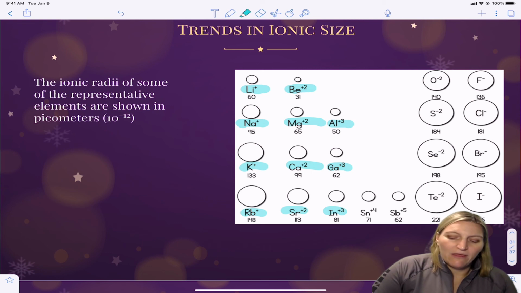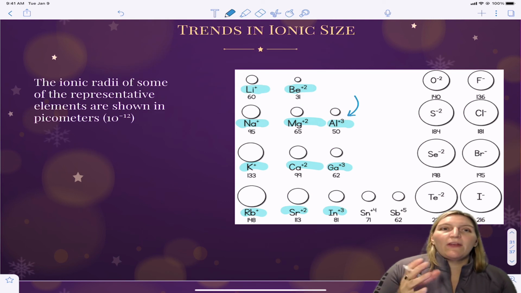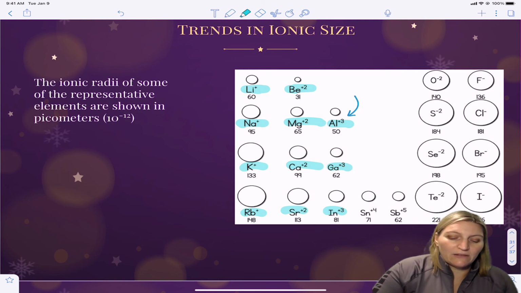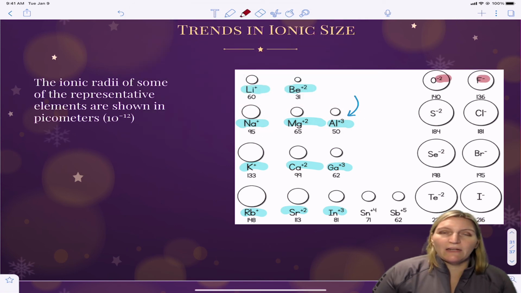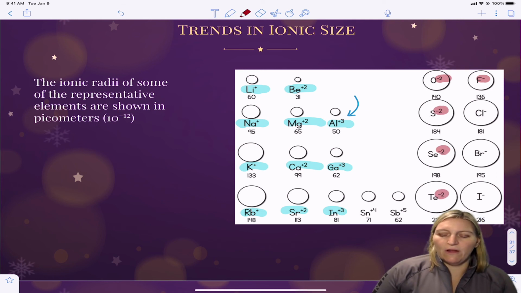And in fact, the higher the charge, we can see that this aluminum is 3+, the even smaller the ion becomes. And conversely, when we have negative ions, negative ions are larger than their parent atoms because of that increased electron-electron repulsion. And the more negative the ion is, the larger it becomes.